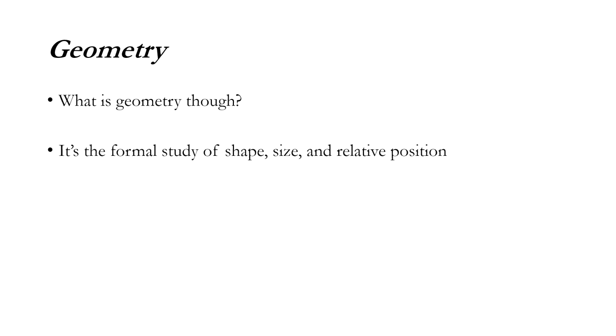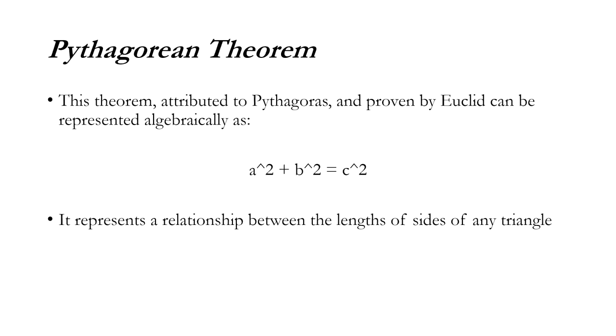What's geometry? Formal study of size and shape and relative position. Let's make this a little more concrete. This theorem, attributed to Pythagoras and proven by Euclid, can be represented algebraically as a squared plus b squared equals c squared. It's the Pythagorean Theorem. It represents a relationship between the lengths of sides of any triangle.